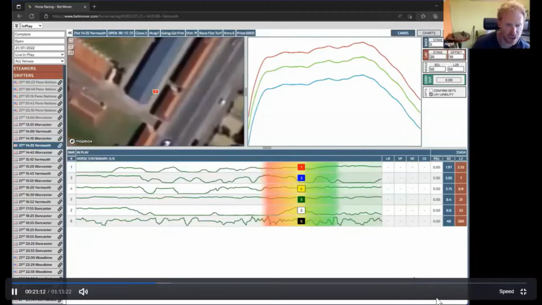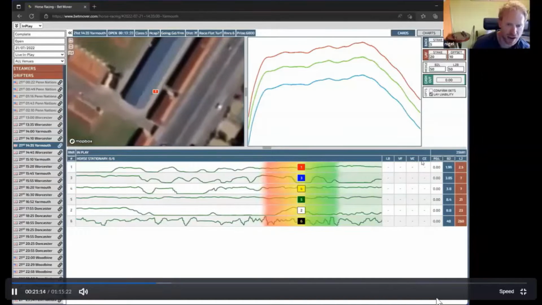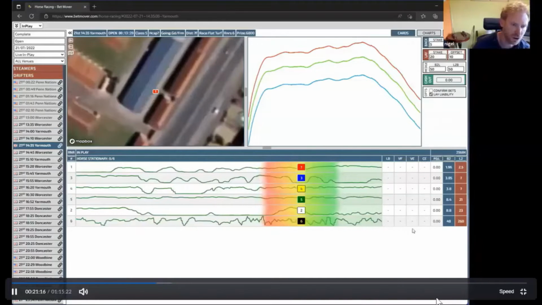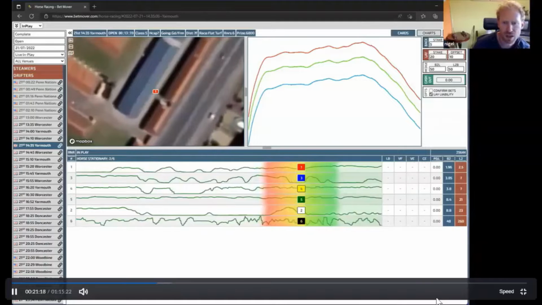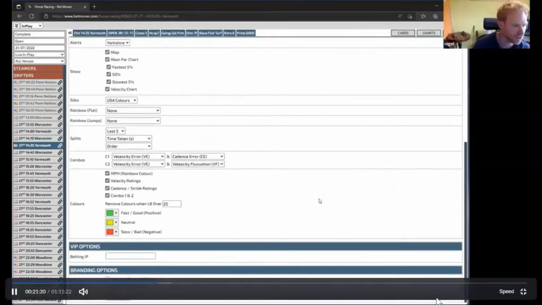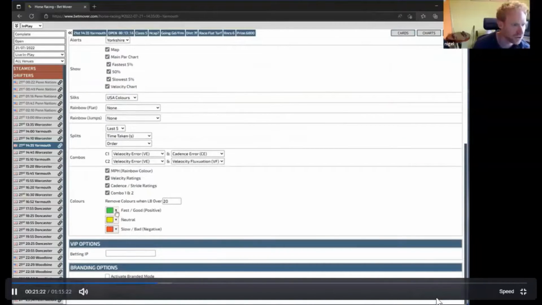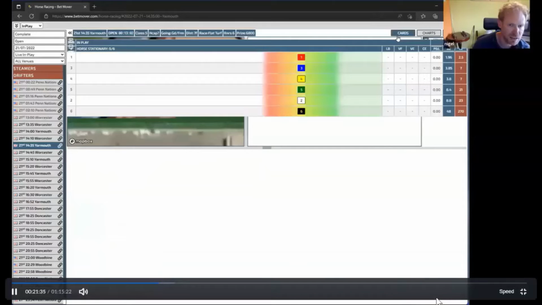Velocity fluctuation, these are all errors, so the higher the number, the worse it is. I'll just go back to my colour setting. So I choose good, as in a positive run, or positive number, a good number, to be green, and neutral yellow, and bad is in red.